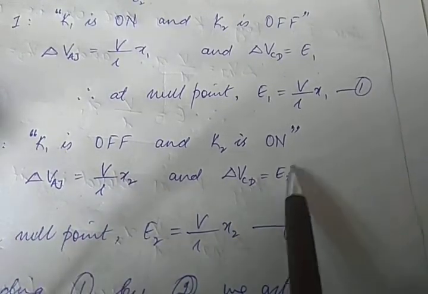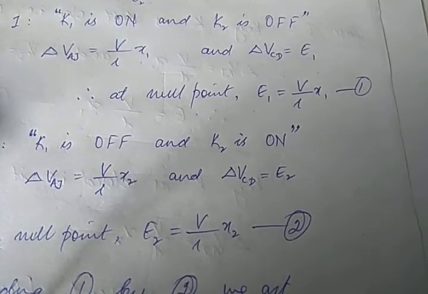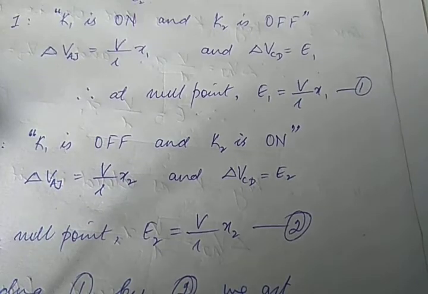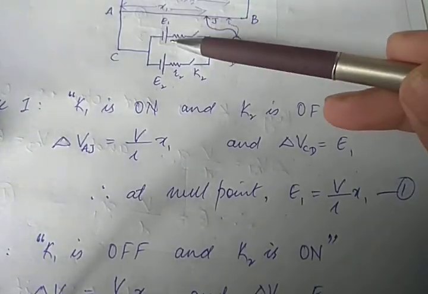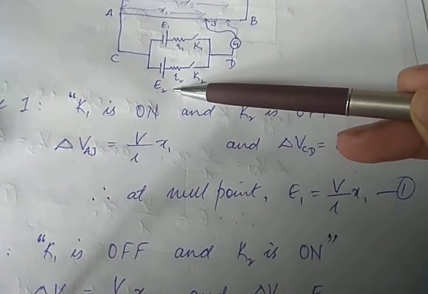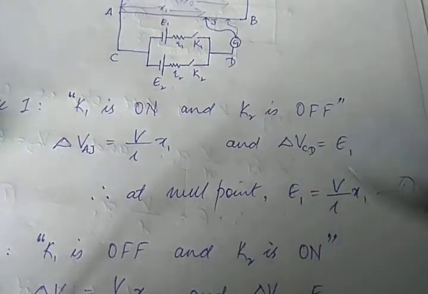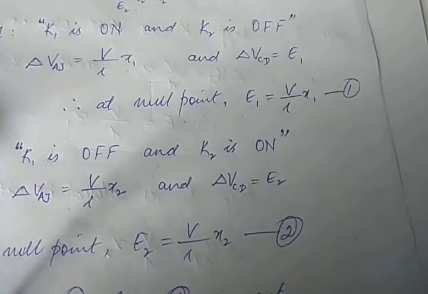Now at null point, this E2 has to be equal to V upon L x2. That is my equation number 2. So we did two cases. First we brought cell E1 into play, then we brought E2 into play, by closing and opening the respective keys, of course. In the first case we got this, and in the second case we got this.